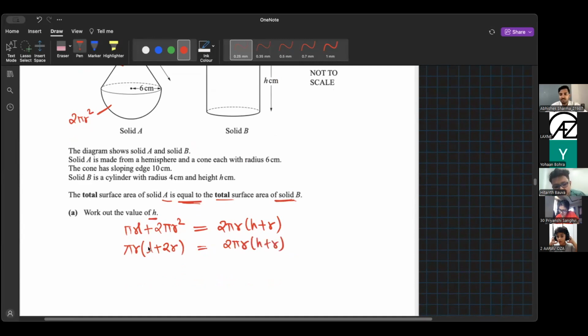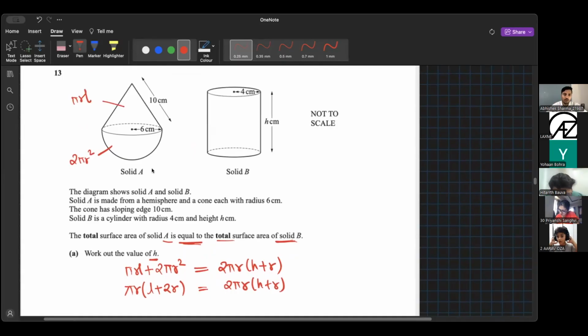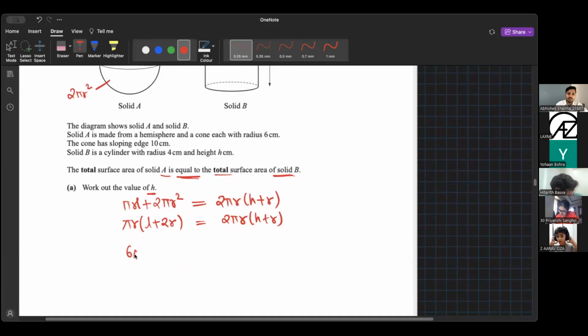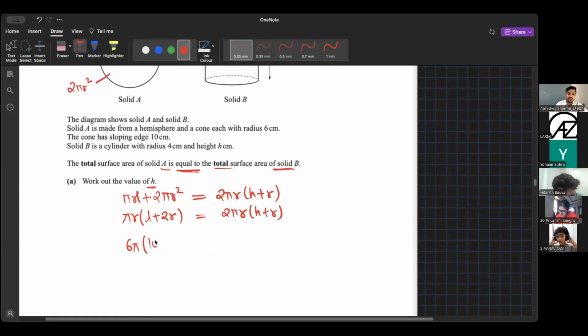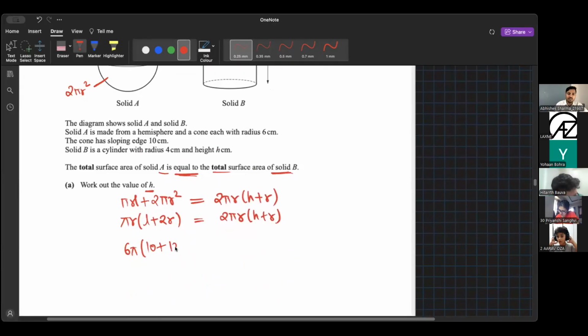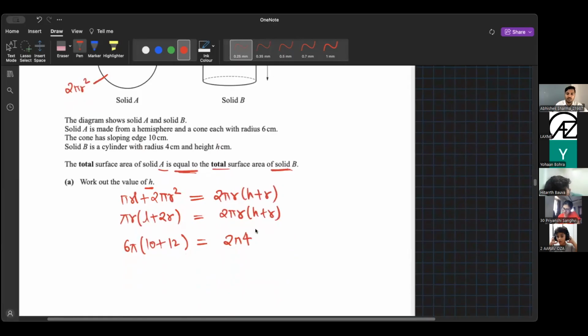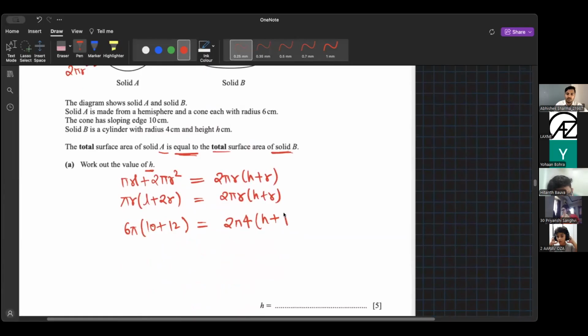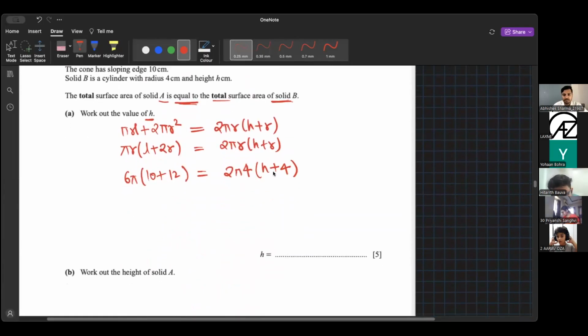So first we simplify the formula, and now we will plug in the values. So pi and r is 6. So we can say 6 pi multiplied by L, that is 10, plus 2 times r, which is 12, equals 2 pi, r is 4 here, multiplied by h, which is missing, plus r is 4. Now we'll figure out the value of h. So pi and pi cancel out. This is 6 and this is 22, which is equal to 8 times h plus 4.